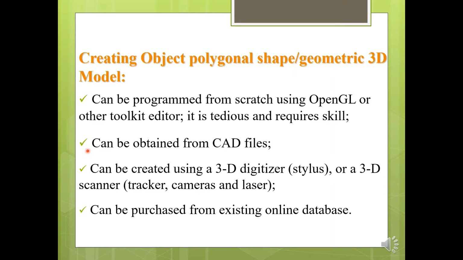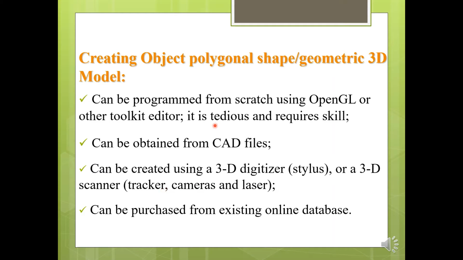And option number 2, we can obtain it from a CAD file. We can get the 3D model or any polygonal shape from the CAD file. CAD is a computer aided design file. And the third option that we have is we can create our own using a 3D digitizer or stylus, or through a 3D scanner. Here is option number 3.